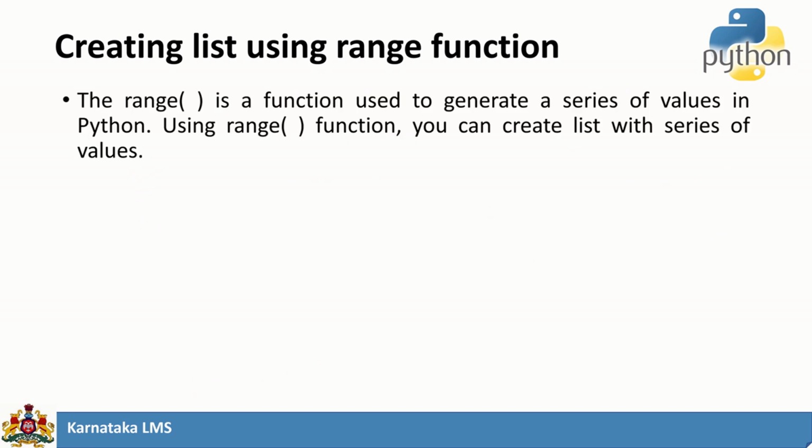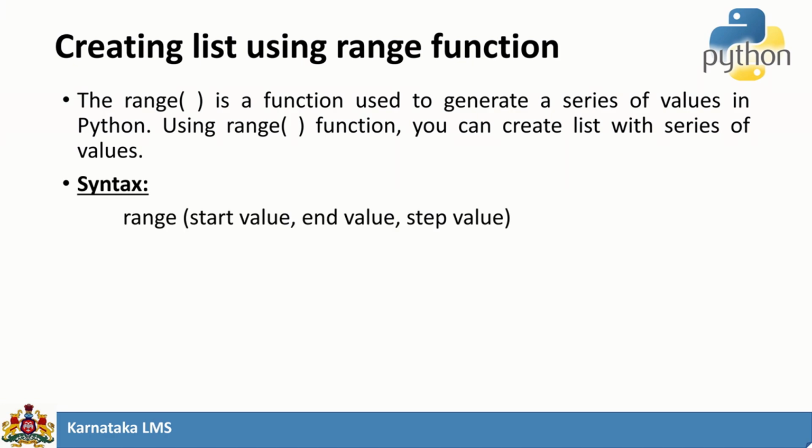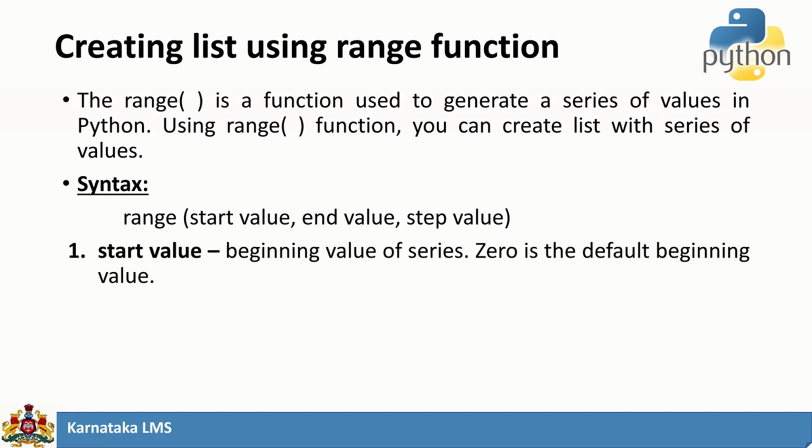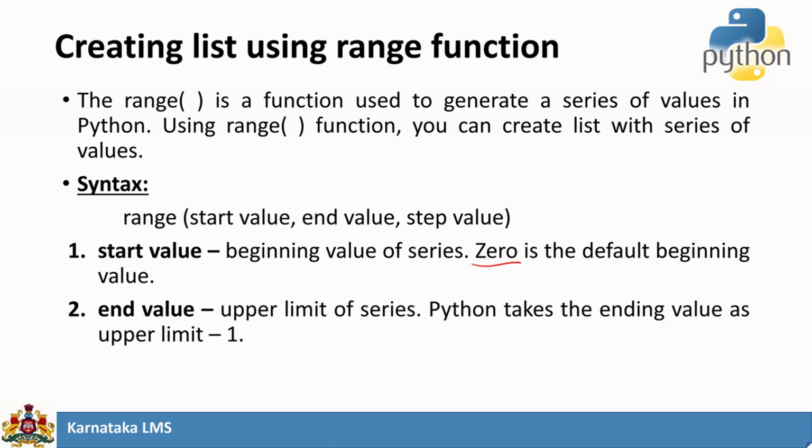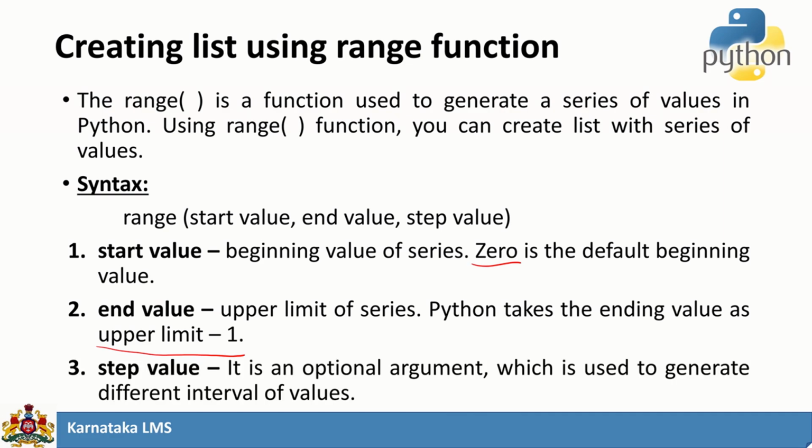We have discussed the range function already. The range function will generate a series of values in Python. The syntax is range of start value, end value, step value. Start means the beginning value of the series. By default it is 0. End is the upper limit of the series, and it will take only the upper limit minus 1 as the end value. Step value is optional. It is used to generate the intervals or the skip that you want to apply.